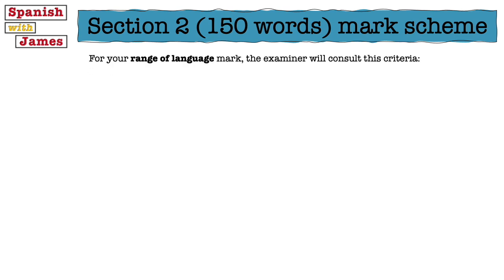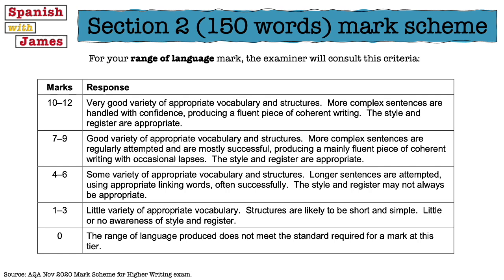Now looking at the range of language criteria, to get between 10 or 11, 12 out of 12 marks, you need a very good variety of appropriate vocabulary and structures. More complex sentences are handled with confidence, so they're not just attempted, but they're handled with confidence, producing a fluent piece of coherent writing. So this is where, to get into the top band for this question, you really need to know your stuff and demonstrate that to the examiner. But obviously, if you were to get the top band for everything, you're looking at a grade 9. So have a pause of the video again and read through the other things, because you can still make a few mistakes on this one.